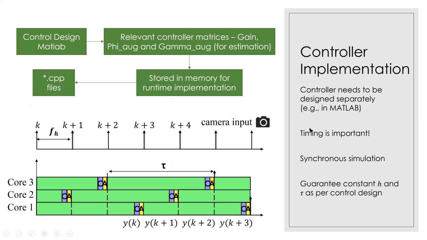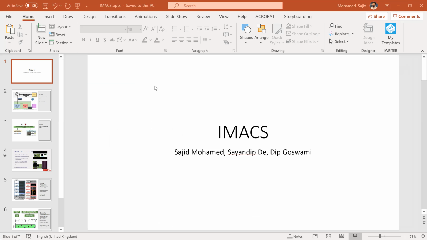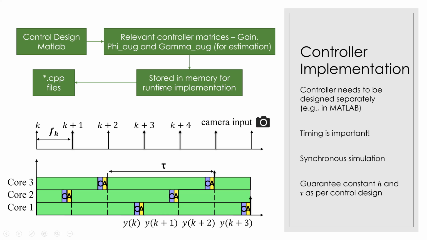And then you do a controller implementation. The basic idea for control design is that you do your design in MATLAB, and then you generate the relevant controller matrices, for instance, your gain matrix K, or your phi augmented matrix or gamma augmented matrices. And then you store these matrices in memory for runtime implementation, and then your .cpp files will access these matrices during runtime implementation.